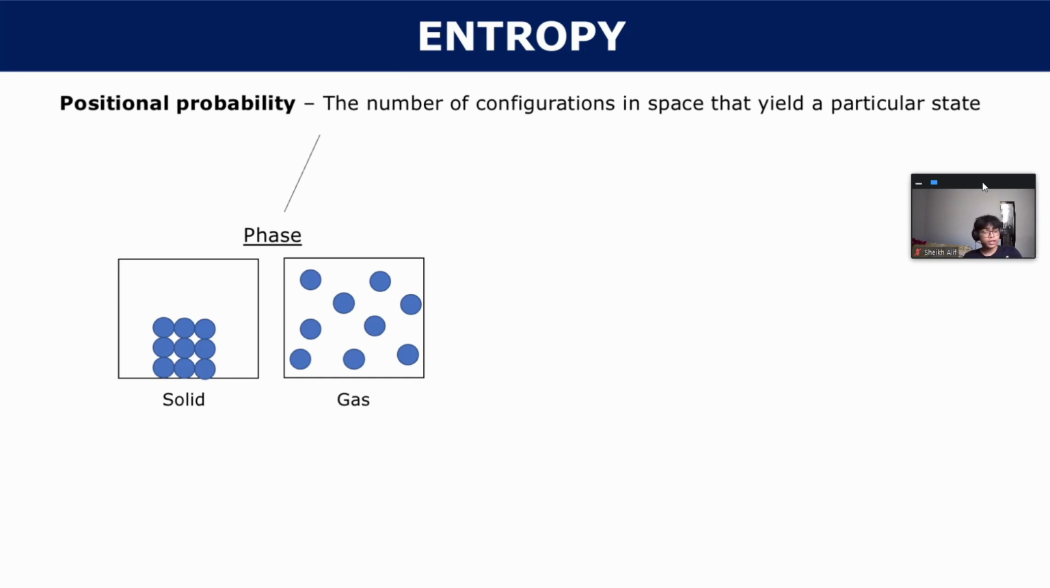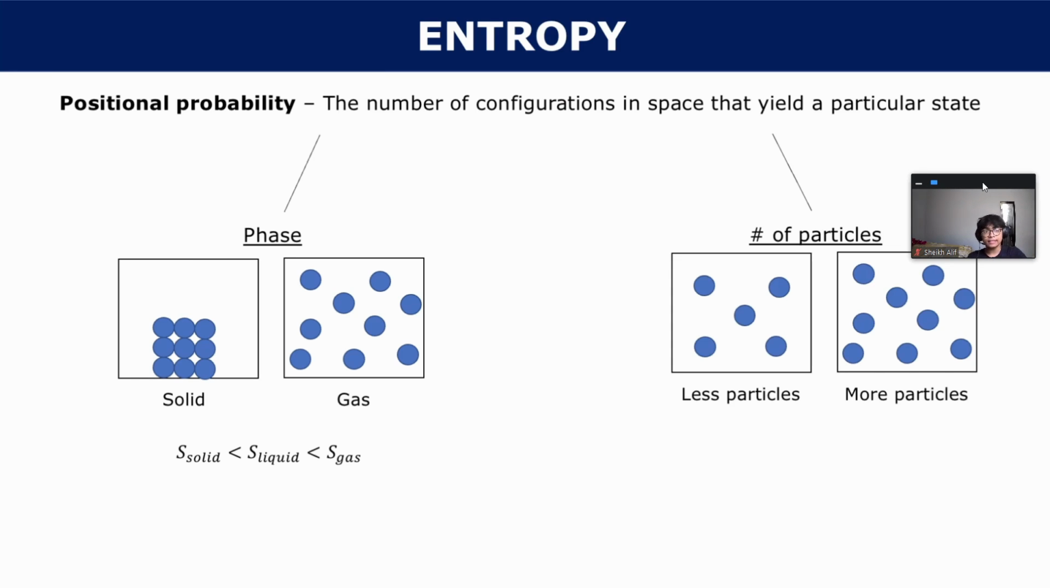And the hierarchy of how that goes is that the entropy of a solid is less than the entropy of a liquid, which is less than the entropy of a gas. Because again, the positional probabilities that are available to a gas is higher than a liquid, and the positional probabilities available to a liquid are higher than the solid.